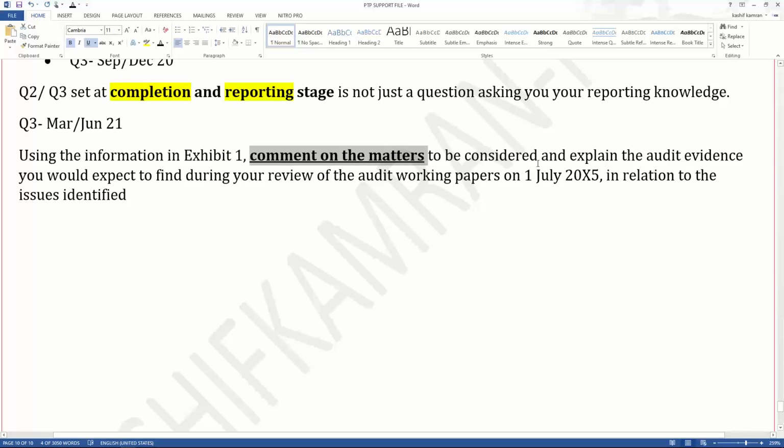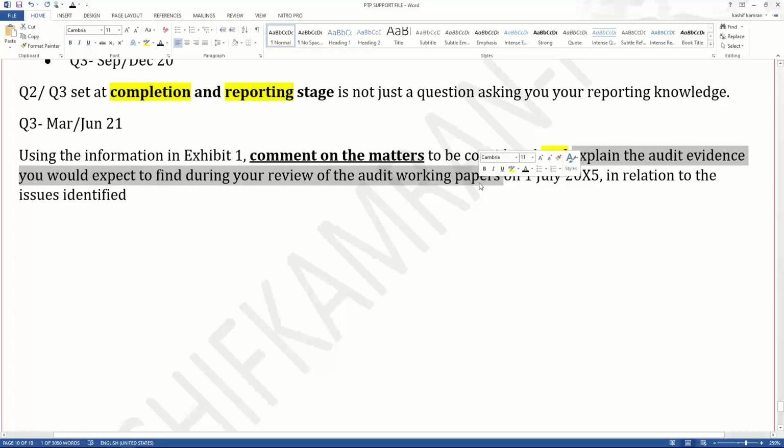Comment on the matters to be considered, and look at the word "and", because students don't look at the word "and" in the exam paper. I don't know what happens to them. So: comment on the matters and explain the evidence you would expect to find during your review of the working paper.